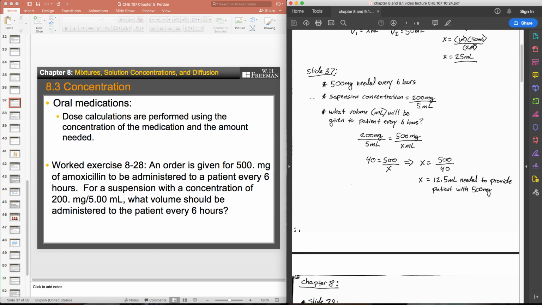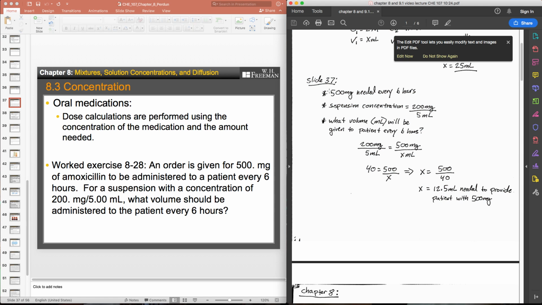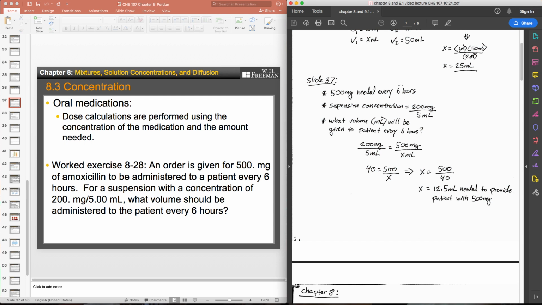And so over here on the right side of the screen, I'll work this question out. So right here it says slide 37. Summarizing these three bullet points, we need 500 milligrams every 6 hours. The suspension concentration is given at 200 milligrams for every 5 mils. What we need to find is what volume will be given to the patient every 6 hours.